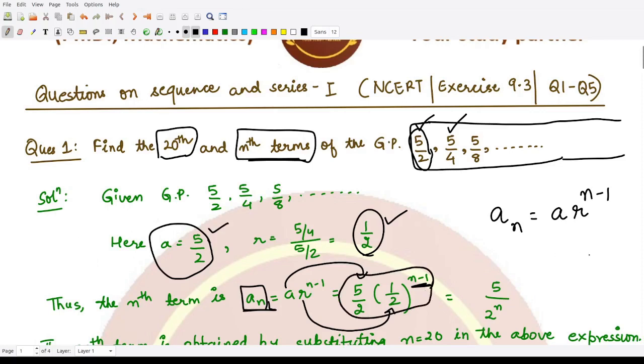You know, 1 raised to power anything is always 1. So 1 raised to power n minus 1 is also 1. So it would be 1 into 5, which is 5. And moreover, here we have 2 raised to power 1, and here we have 2 raised to power n minus 1. So the powers would add up: 2 raised to power 1 plus n minus 1. The minus 1 and 1 cancel with each other, so we are left with 2 raised to power n. So this is your nth term, correct?